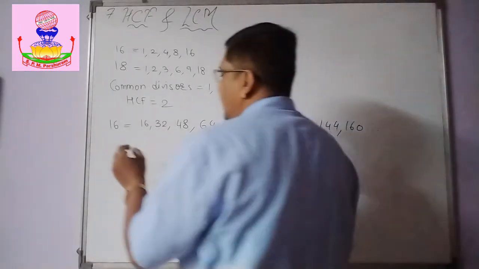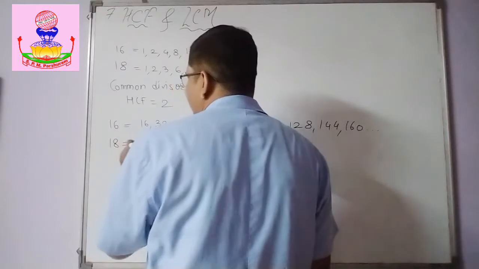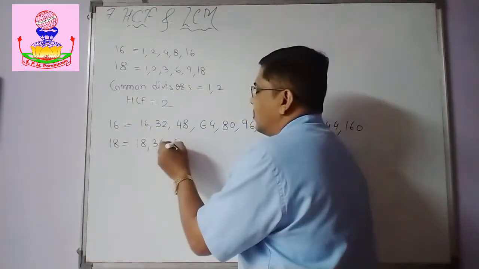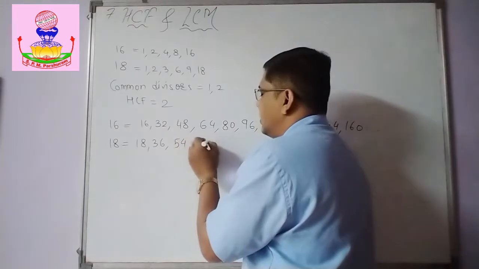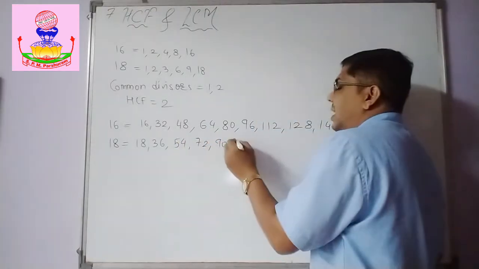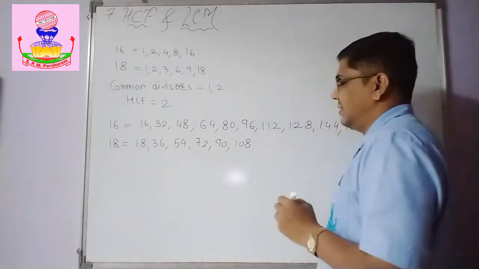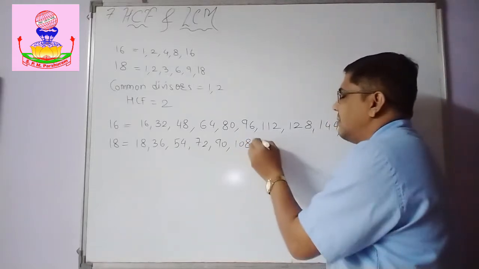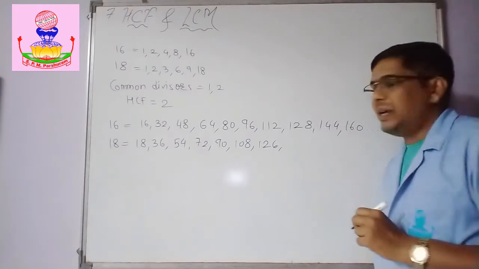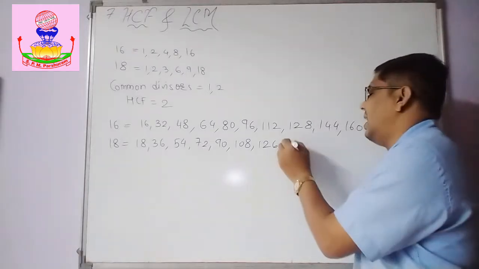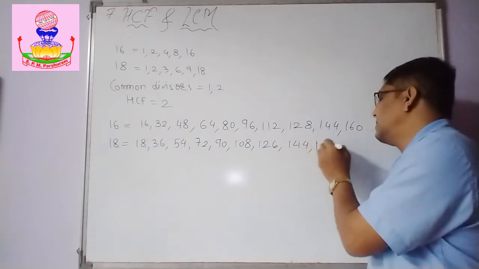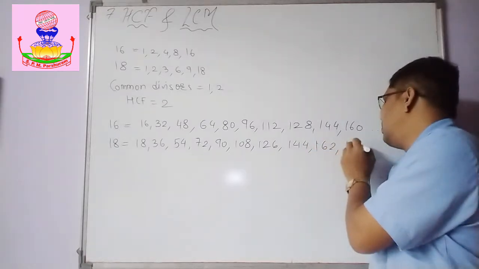Okay, so 18. 18 2s are 36, 18 3s are 54, 18 4s are 72, 18 5s are 90, 18 6s are 108, 18 7s are 126, 18 8s are 144, 18 9s are 162 and 18 10s are 180.